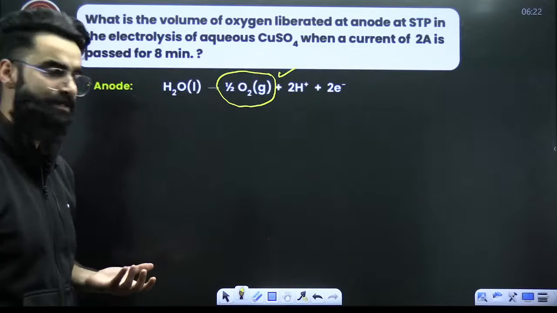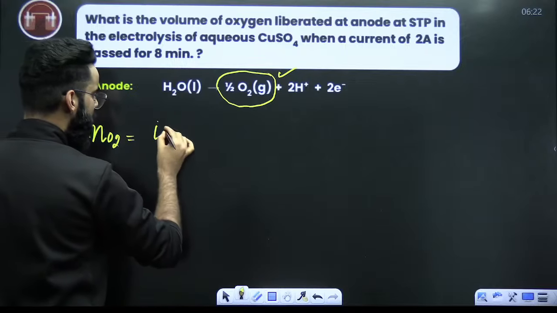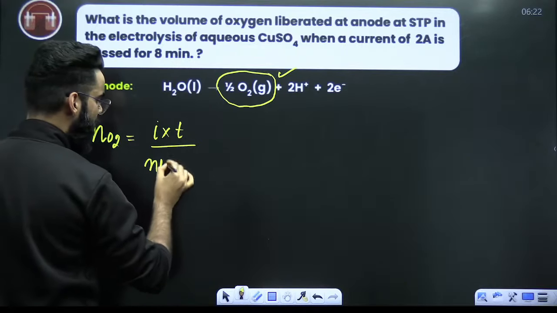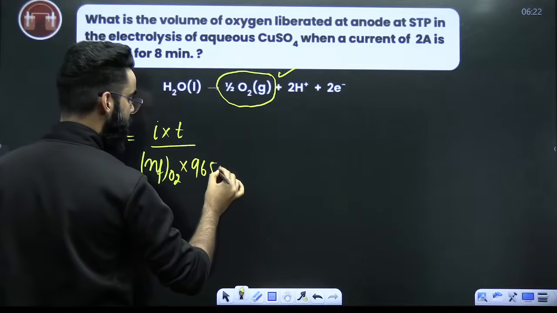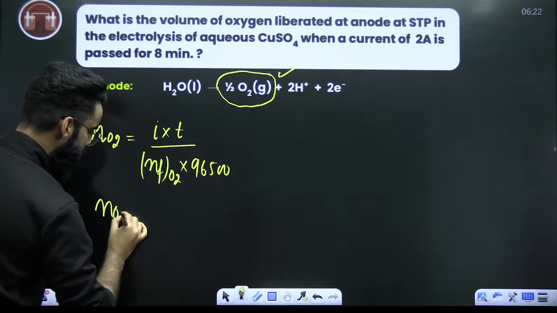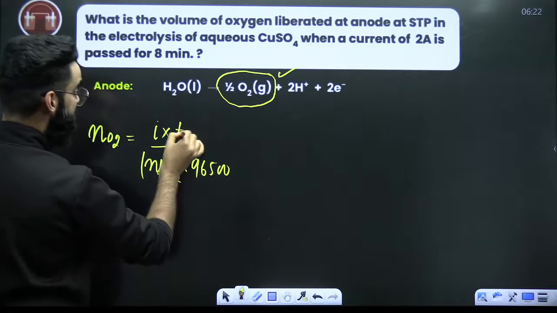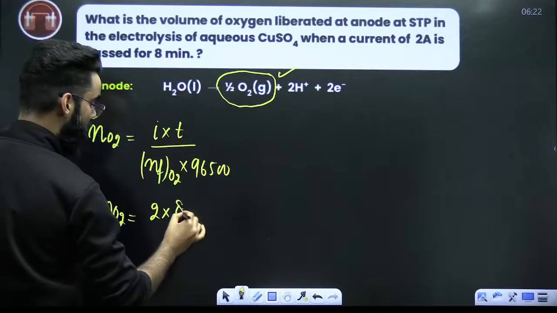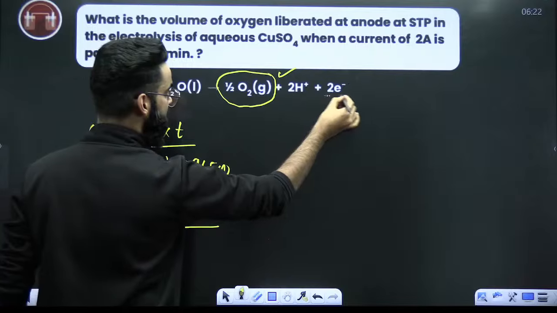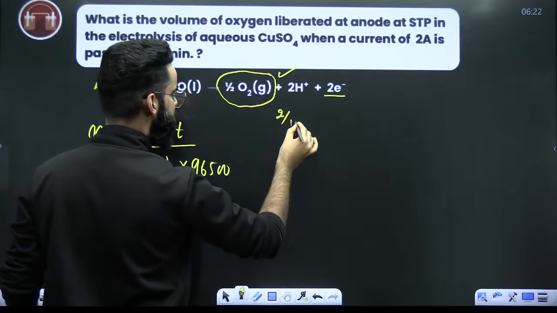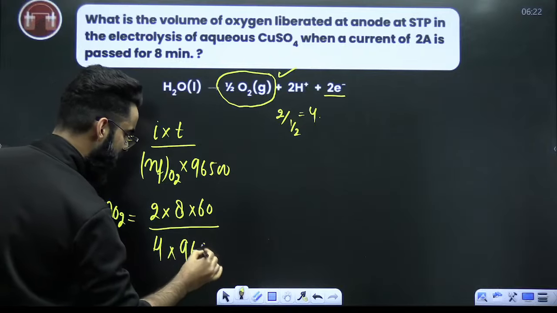So what do I calculate first? First of all, I'll calculate the moles of O2 liberated. Use the formula I multiplied by T divided by N factor multiplied by 96500, where the N factor is that of O2 being liberated. The current is 2 amperes, passed for 8 minutes, so 8 multiplied by 60 to get seconds. The N factor of O2 is the moles of electrons exchanged, 2 divided by the stoichiometric coefficient 1 by 2, so the value is 4.